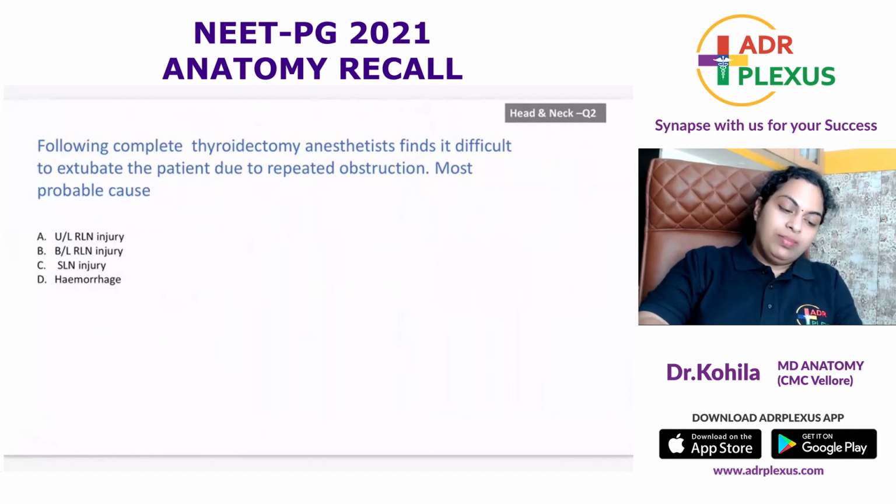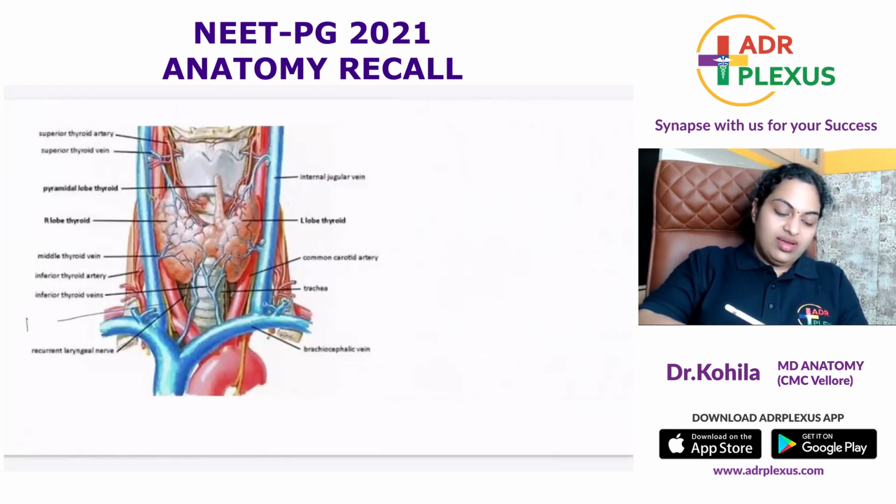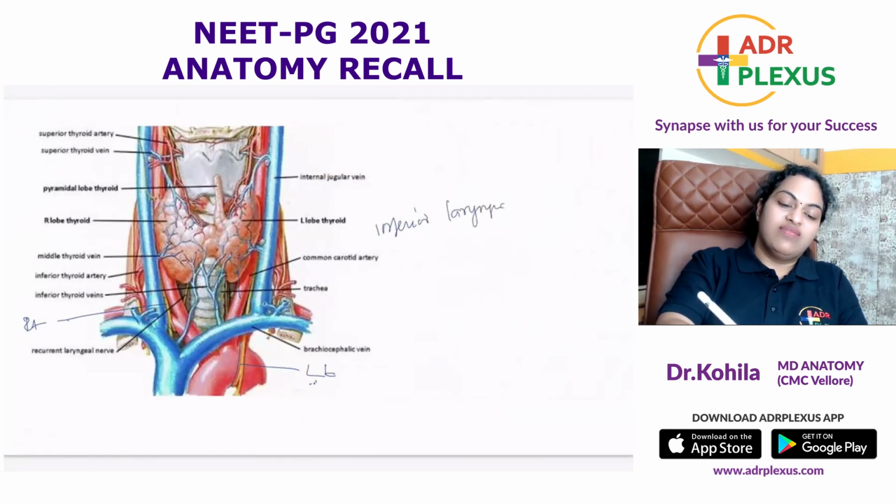Following complete thyroidectomy, the anesthetist finds it difficult to extubate the patient due to repeated obstruction. Most probable cause? Let's see the anatomical concept behind this. You have a right recurrent laryngeal nerve and a left recurrent laryngeal nerve. The left recurrent laryngeal nerve hooks around the arch of the aorta. The right recurrent laryngeal nerve hooks around the subclavian artery, and both ascend in the tracheoesophageal groove, accompanied by the inferior laryngeal vessels, which are a branch of the inferior thyroid artery.